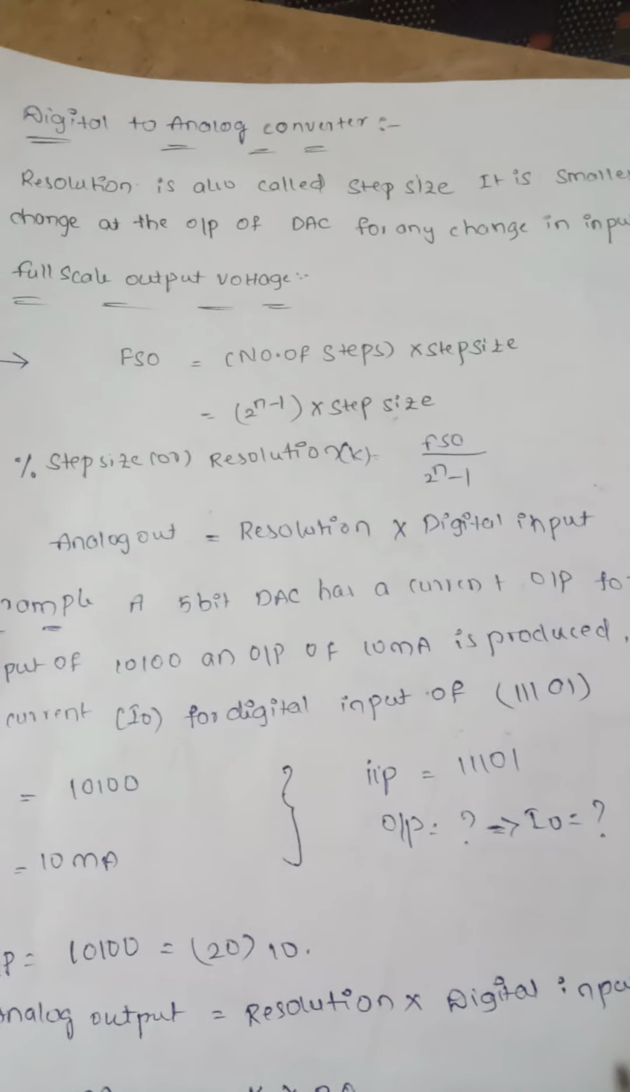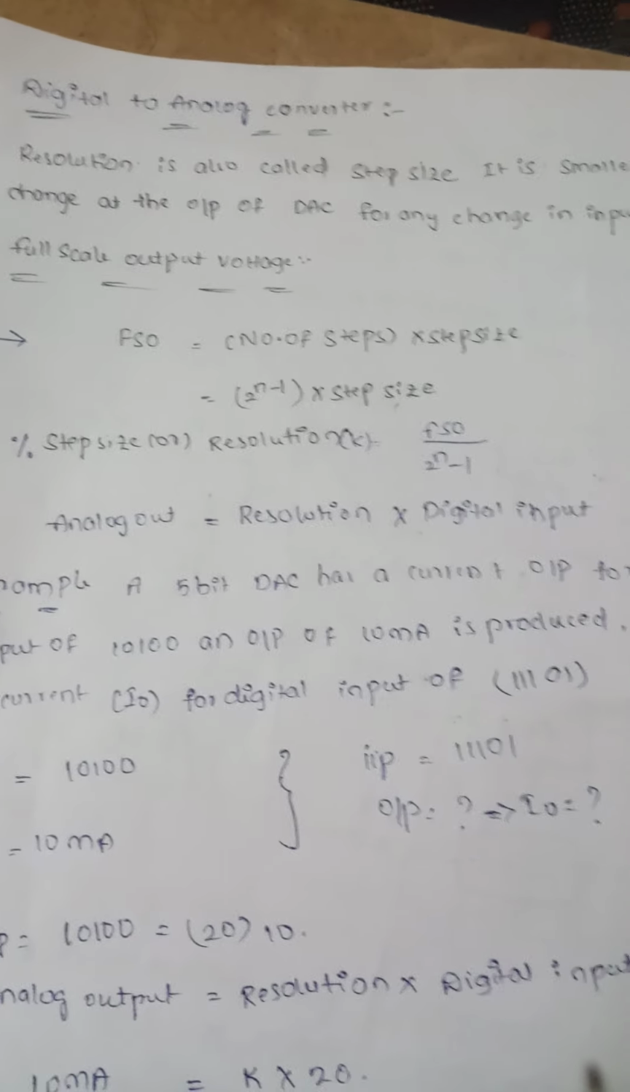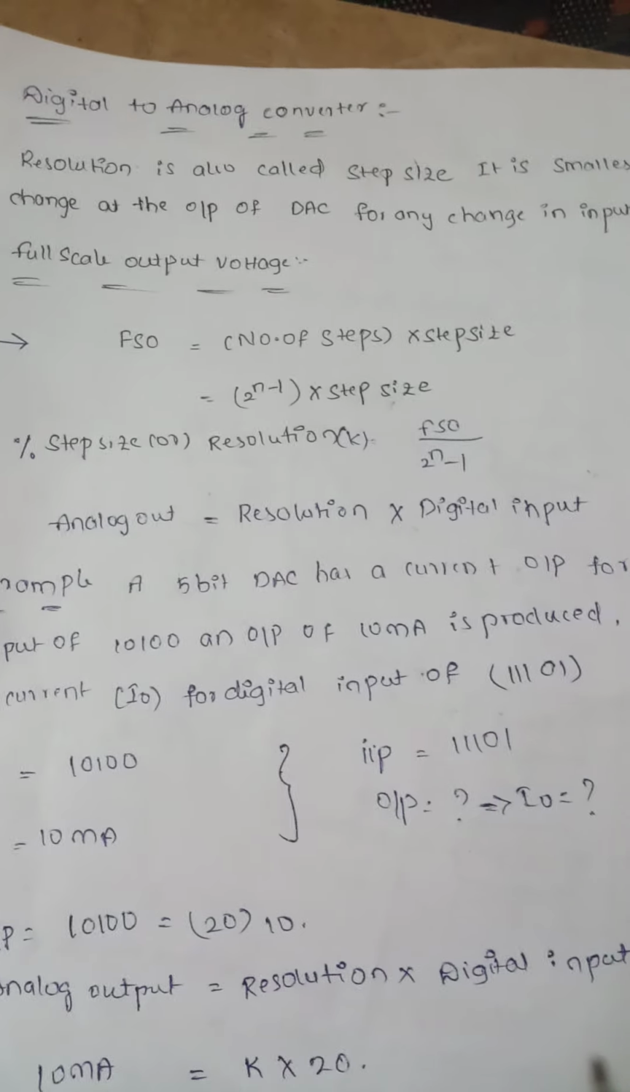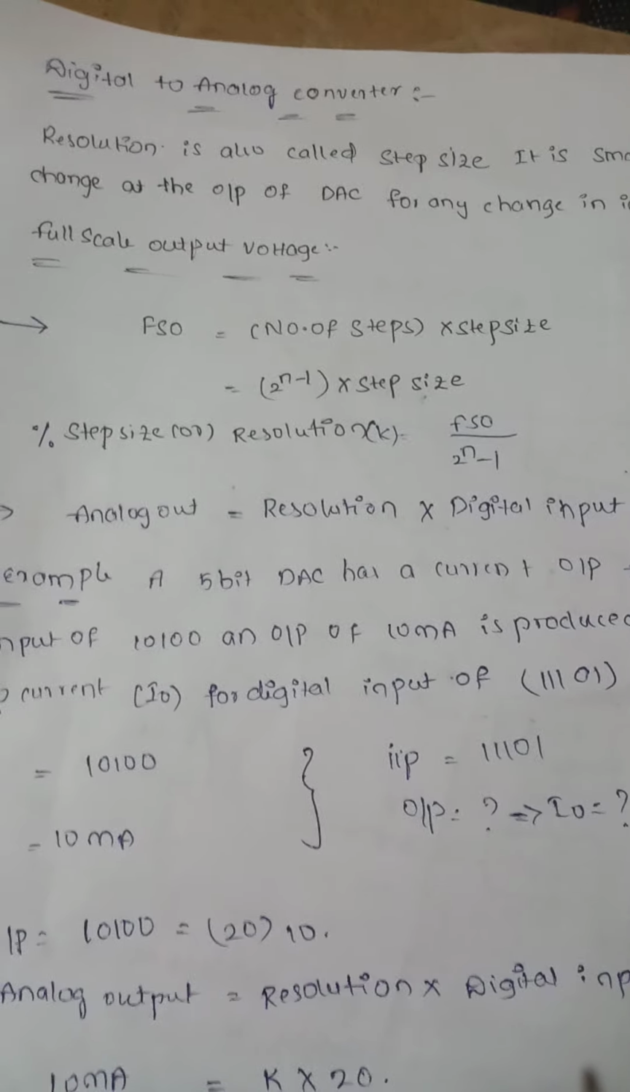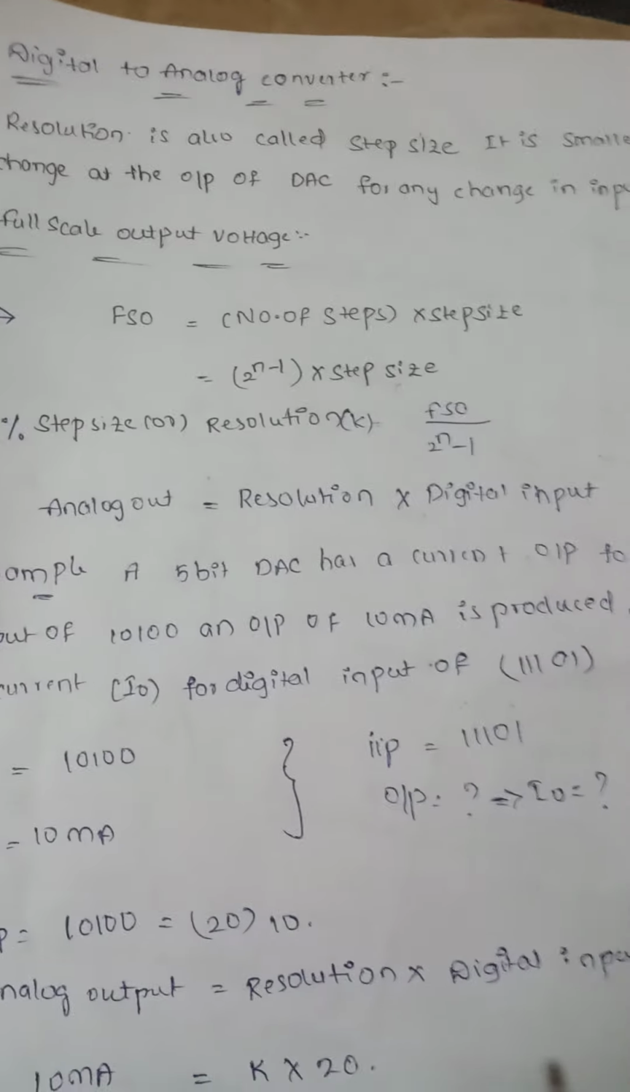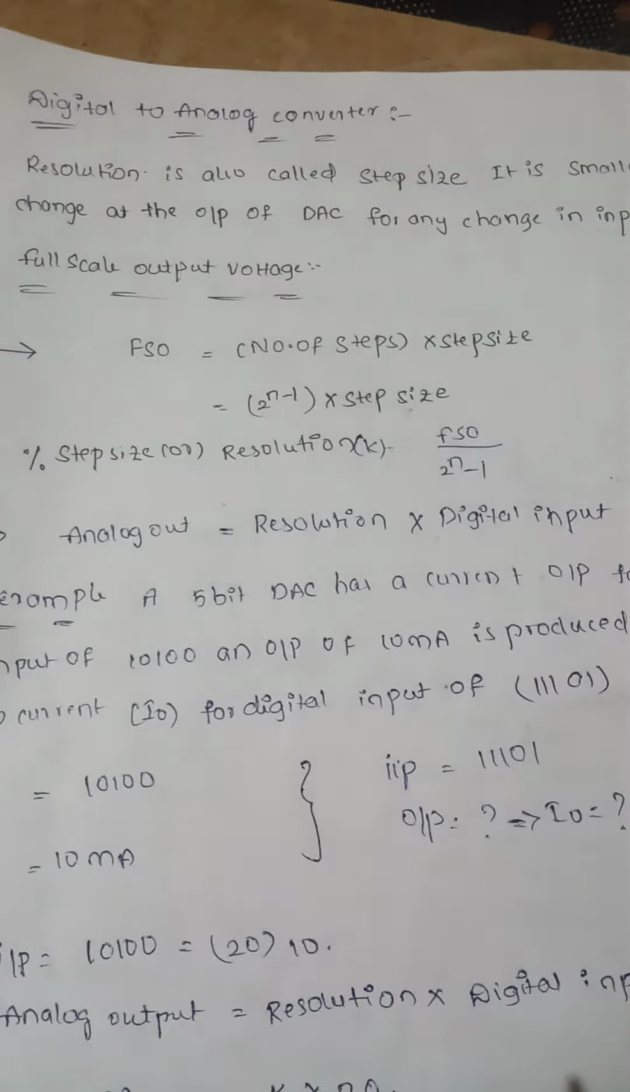Today I am going to explain about digital to analog converter. So here digital information is in the form of binary, means zeros and ones. Analog information, that's like continuous information: voltage, current, temperature, pressure and time, these all are available in analog form.